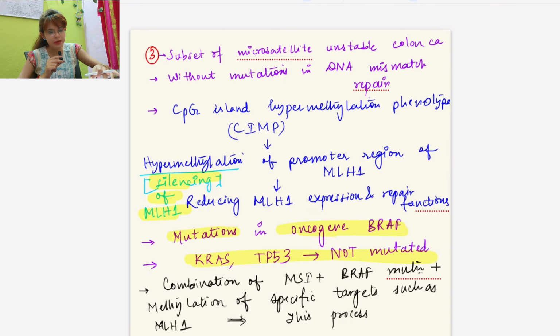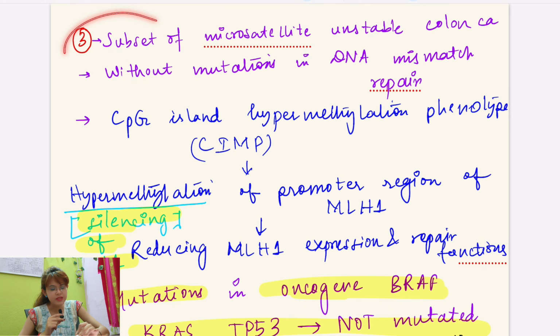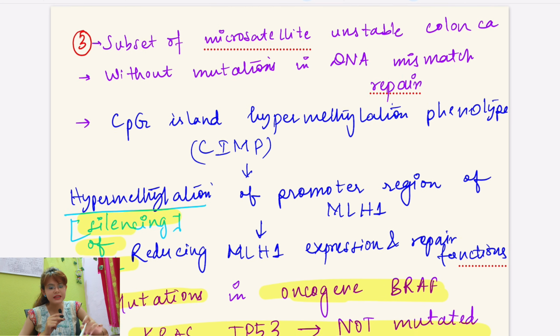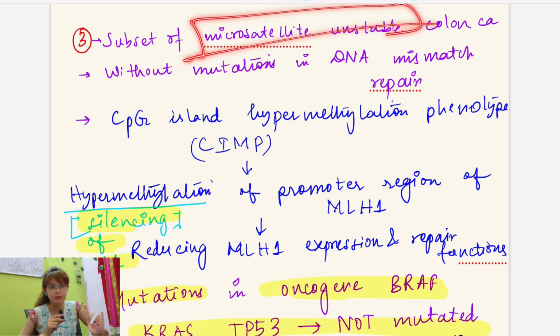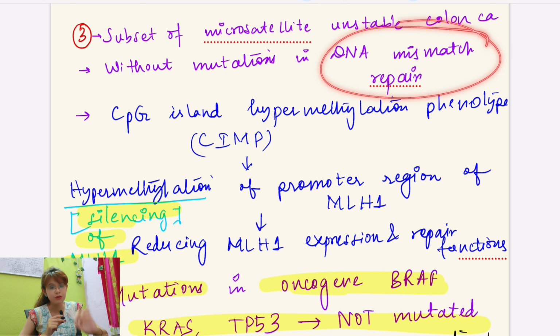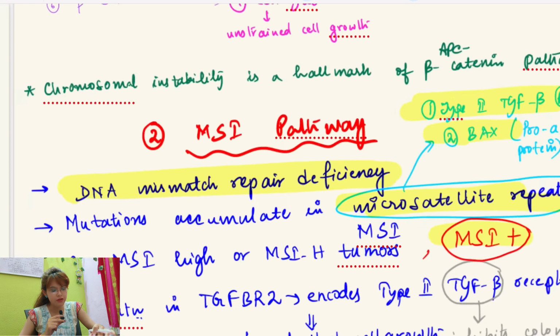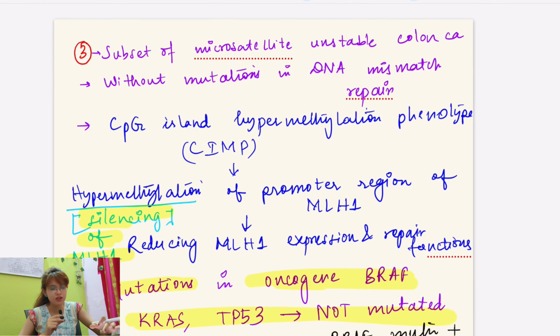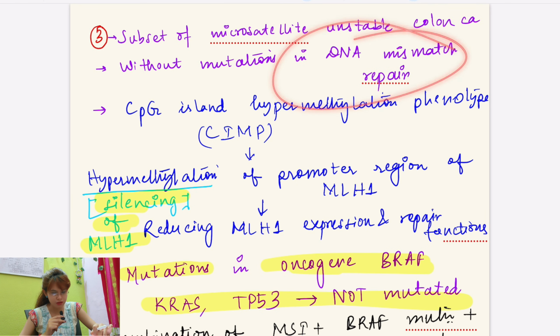And now what is the third pathway? The third pathway is a subset of microsatellite unstable colon carcinoma. So this is microsatellite unstable, okay, without mutations in the DNA mismatch repair gene. Previously what we saw in that particular pathway was defective mismatch repair, but here there is no defect in the mismatch repair, or there are no mutations in the DNA mismatch repair.